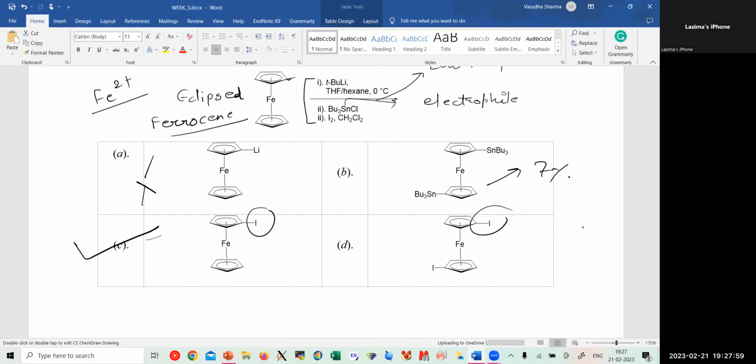This could be the possible feature if only butyl lithium, up to this second step, it has been stopped, but with a very less percentage. So this is also not the option. Now, last step, it is giving iodine. So this is having one iodine, this is having two substitutions.